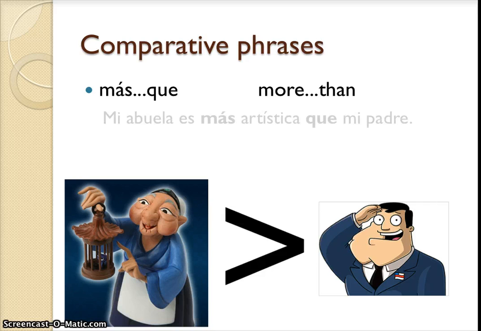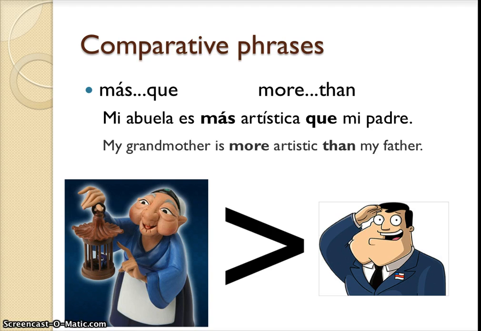Okay, so here's an example. Mi abuela es más artística que mi padre. Okay? Notice that artística, artistic, is between más and que. My grandmother is more artistic than my father.